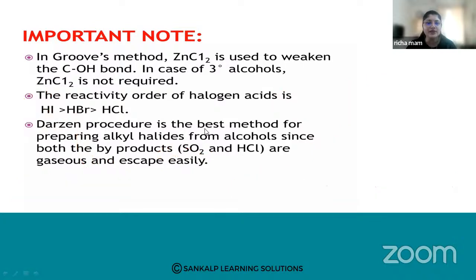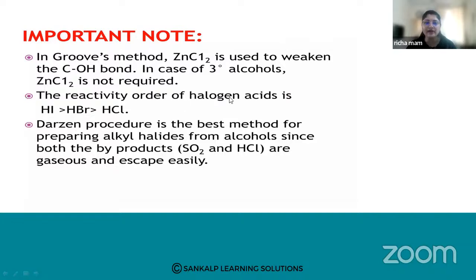In Grove's method, zinc chloride, that is ZnCl2, is used to weaken the C-OH bond. In case of tertiary alcohol, zinc chloride is not required. These are some of the important notes.